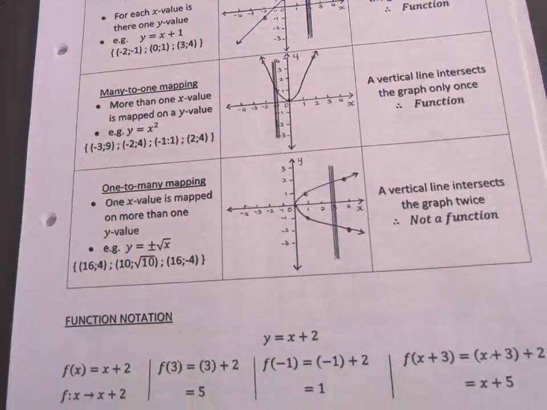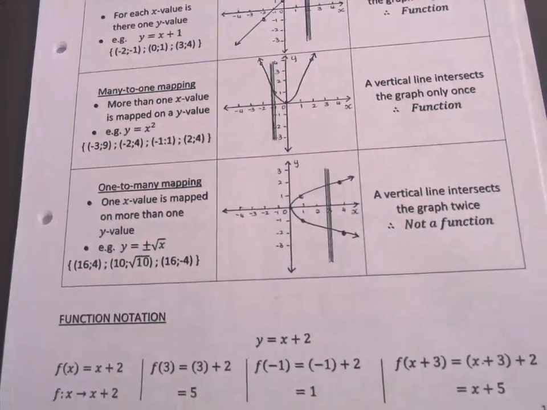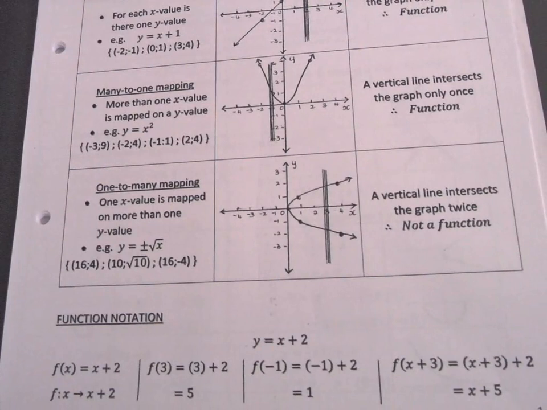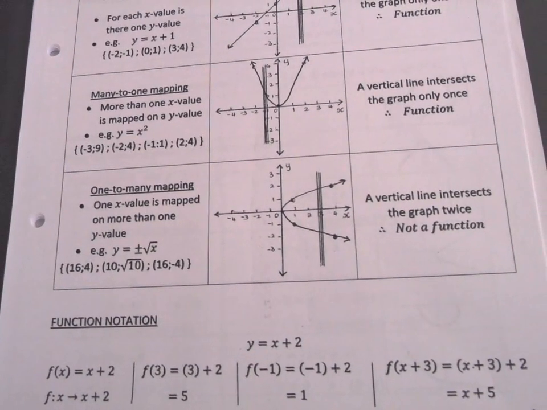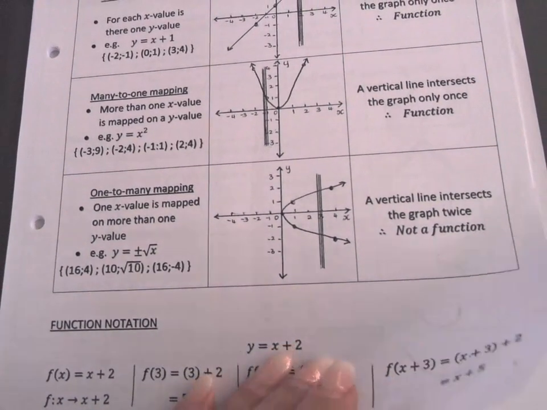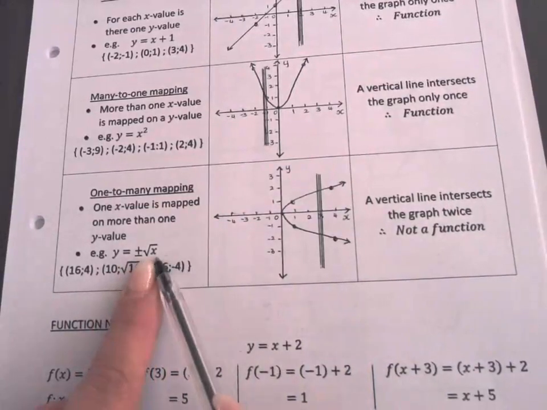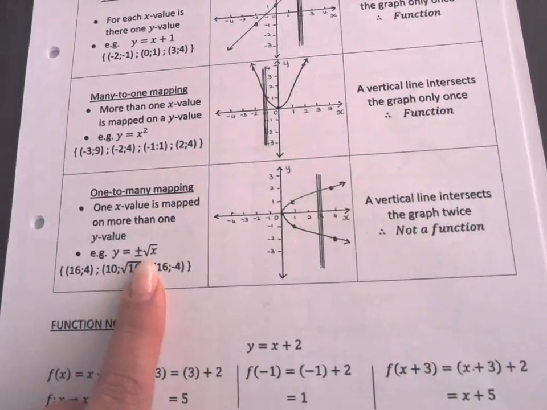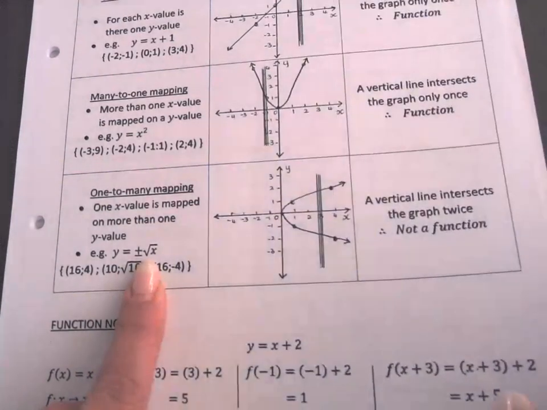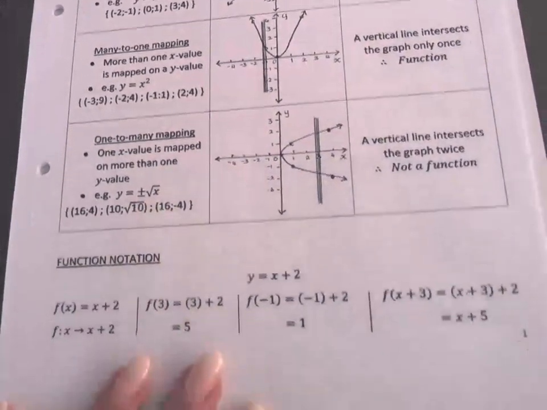Okay. What if the formula for the graph was square root x? Square root x has two answers. Yeah, it's this one. Oh, okay. It's not a function. No, it's not a function. Okay. Alright, let's carry on to function notation.